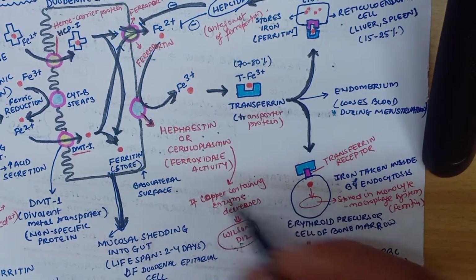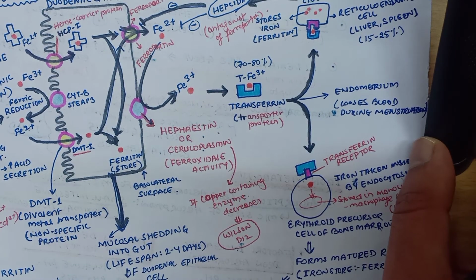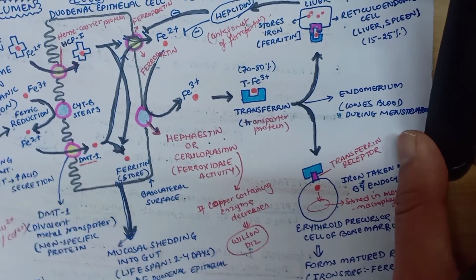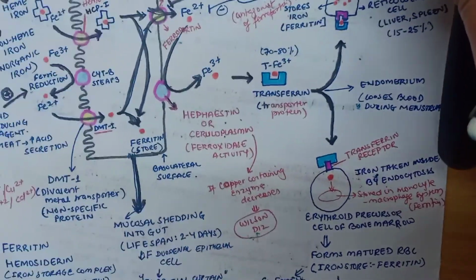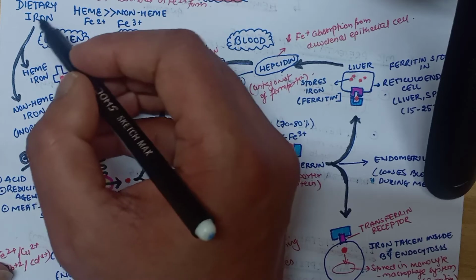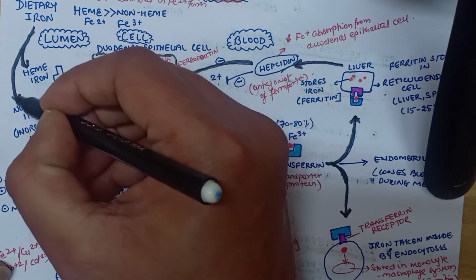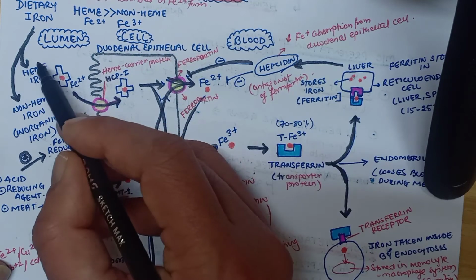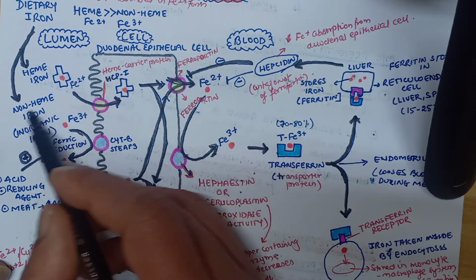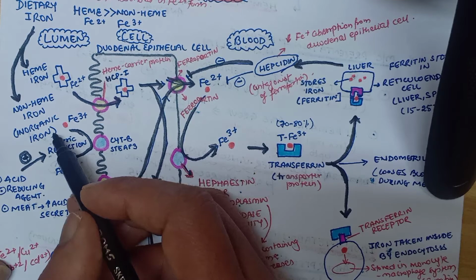This was an overview of iron absorption, iron transportation and its storage. Now let's revise it once again. There are 2 types of dietary iron, heme iron and non-heme iron. Heme iron is the absorbable form, whereas non-heme iron is non-absorbable.